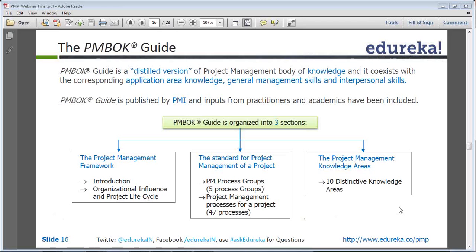Across these 5 process groups, you have 10 knowledge areas. So there will be 47 processes across these 5 process groups, which we will see when we look into the third part, which is the project management knowledge areas. So there are 10 distinctive knowledge areas which we will see that we have to go through.